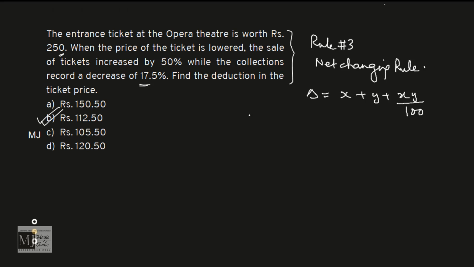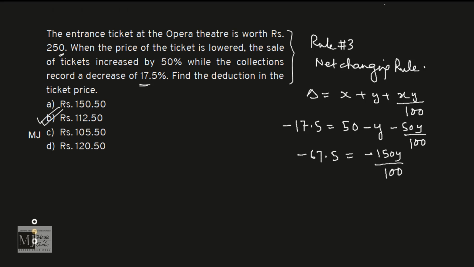Here the effect is a decrease of 17.5%, so I'll put it as minus 17.5. X is the increase in the sales, that is 50%. Y may be the decrease in the price, minus y, minus 50y by 100. So minus 67.5 is minus 150y by 100. Cancel out. This is 3 times, this is 2 times. So y is 67.5 into 2 divided by 3. That would be 22.5. That is a 45% deduction in the price of the tickets.